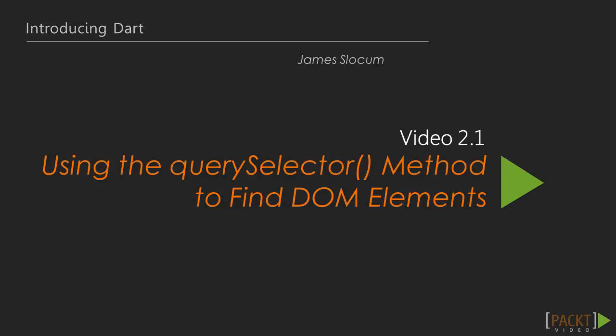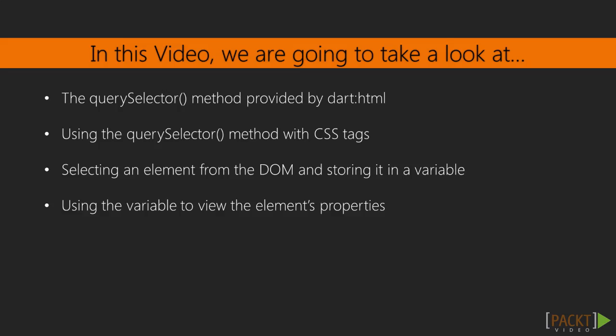In this video, we will learn how to access, modify, and add new elements to the DOM using Dart. Specifically, we are going to cover the querySelector method provided by Dart's HTML library, using CSS tags to select specific elements, storing elements in variables, and using methods on those variables to interact with the elements. In the previous video, we learned how to set up our Dart programming environment and wrote the basic HTML and CSS for our game board.